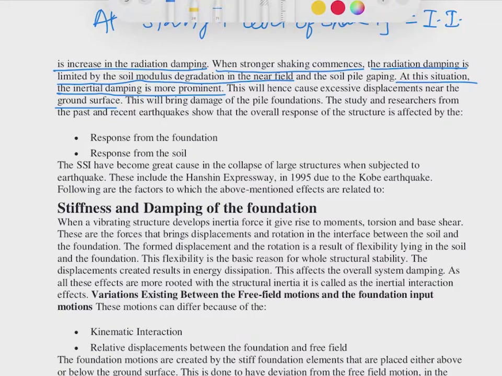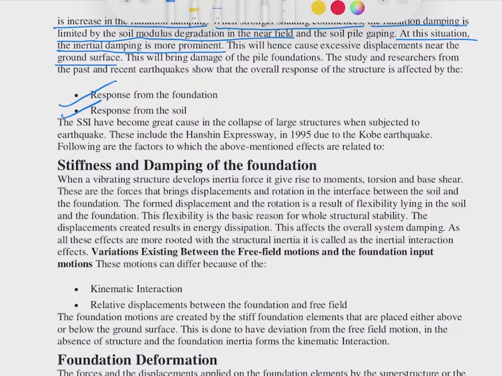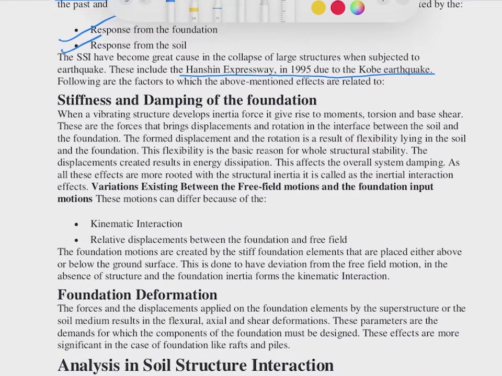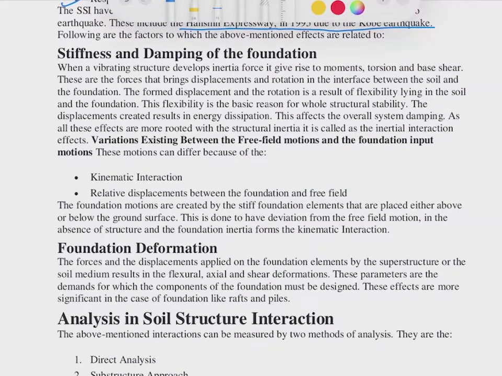The studies and researches from past and recent earthquakes show that the overall response of the structure is affected by the response from the foundation and response from the soil. And the famous example of collapse of a large structure subjected to earthquake, in which SSI has become a great cause, is the Hanshin Expressway in 1995 due to the Kobe earthquake. There are many other factors which we have not included here, but of course SSI becomes prominent in different cases. The third one is the stiffness and damping of the foundation. Let us discuss it.